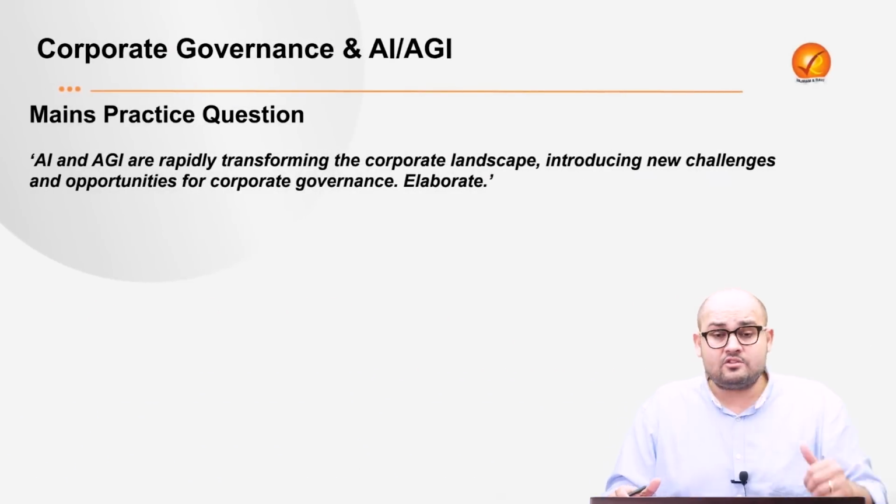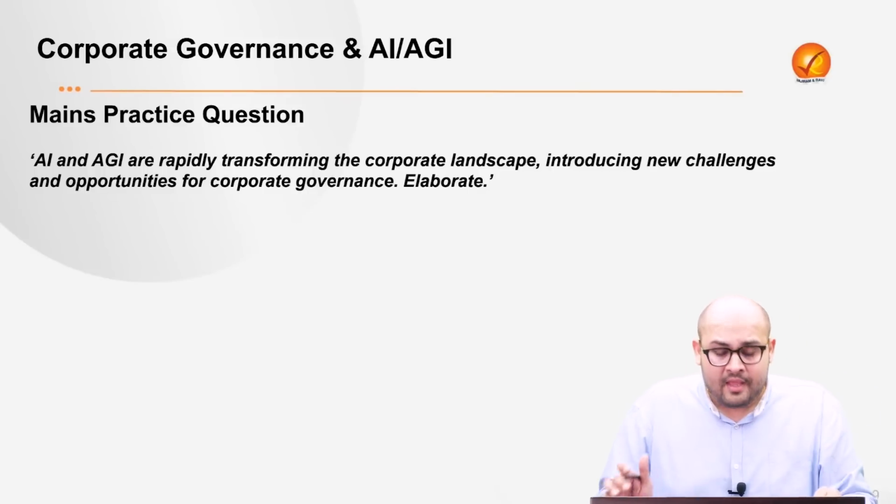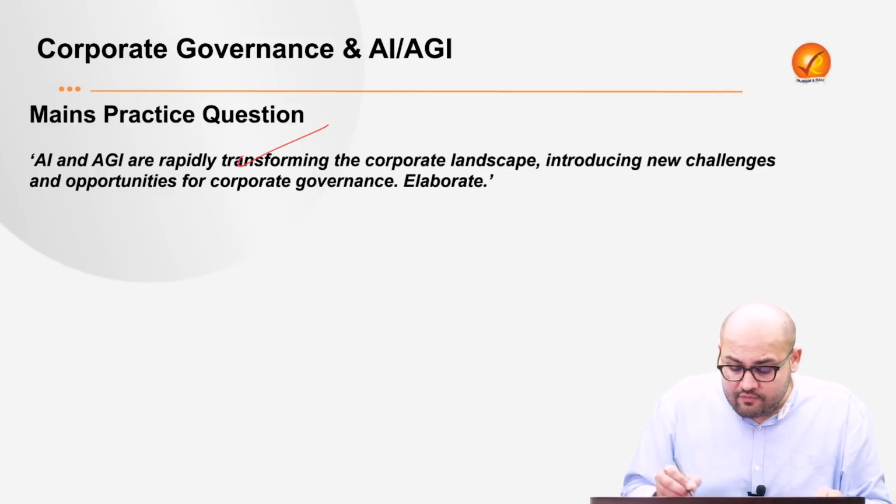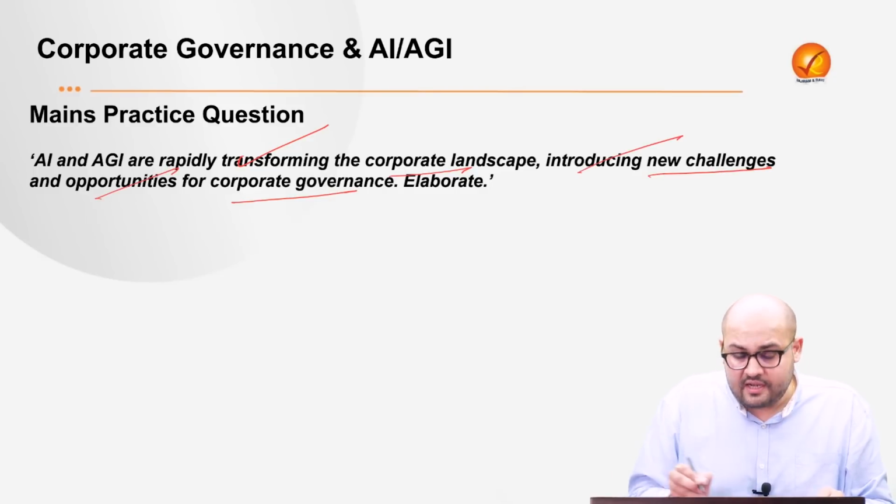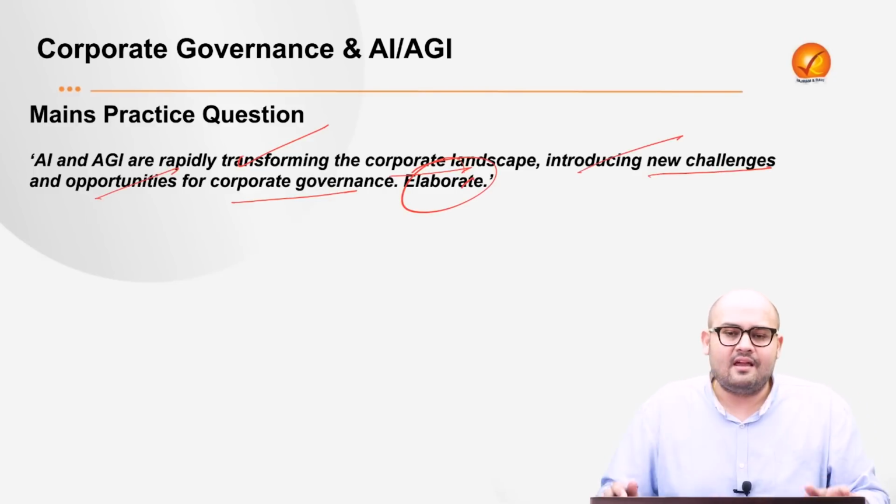Now, before we go to the next topic, we have a mains question. The question says that AI and AGI are rapidly transforming the corporate landscape, introducing new challenges and opportunities for corporate governance. Elaborate. So do write an answer on this question.